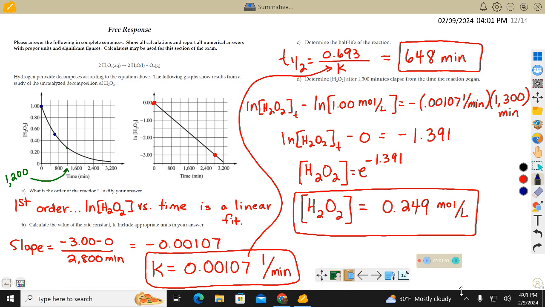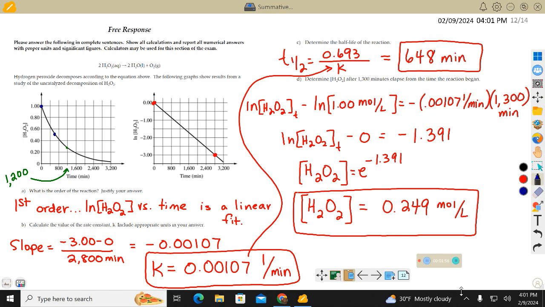Part C was the half-life, which again, the easiest way is just to use that equation in the packet, 0.693 over K, and you get about 648 minutes, which you can also look on the graph and see if that makes sense. Now you got to go back to the first graph, the concentration versus time graph.